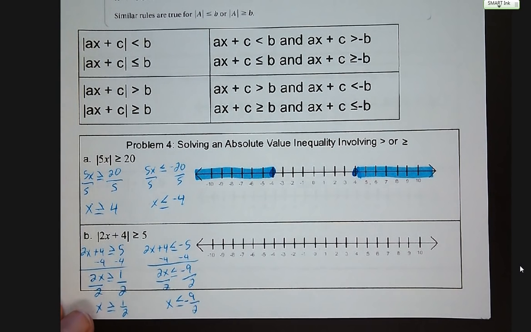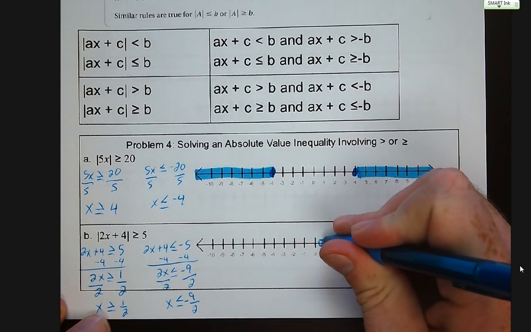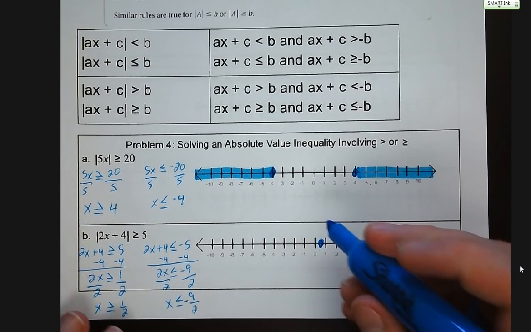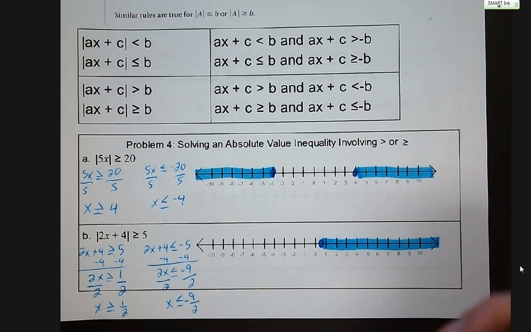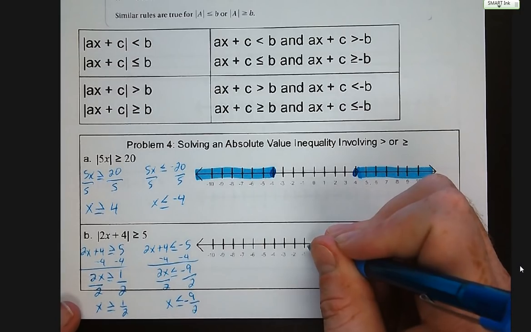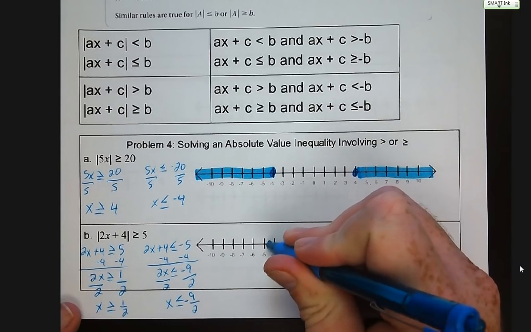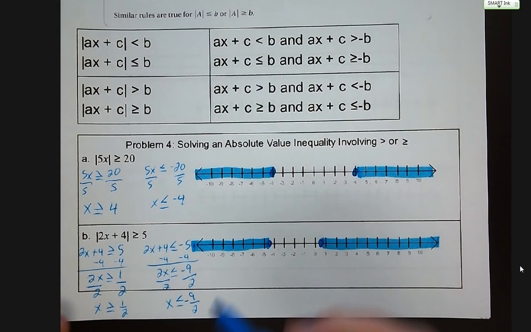So now we graph both of these. So we have a solid dot at 1/2, and we are shading to the right. And we have a solid dot at negative 9/2, which should be negative 4.5. And we are shading to the left. All right.